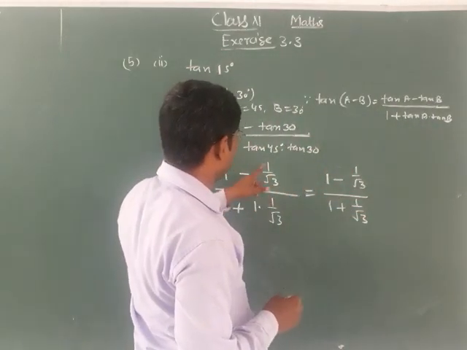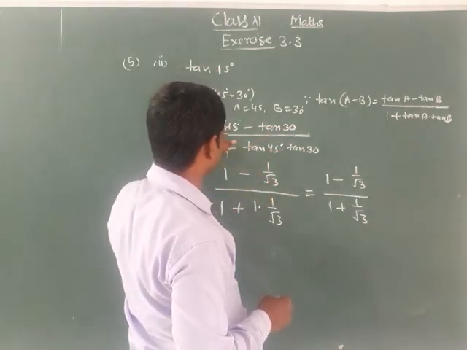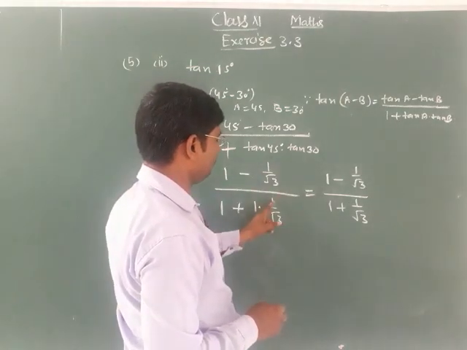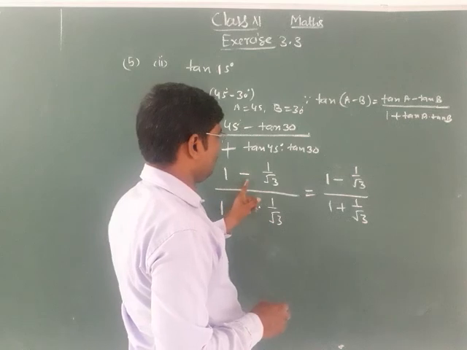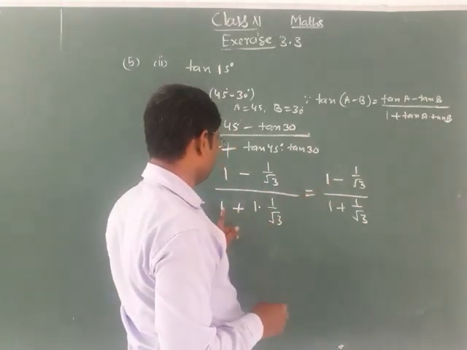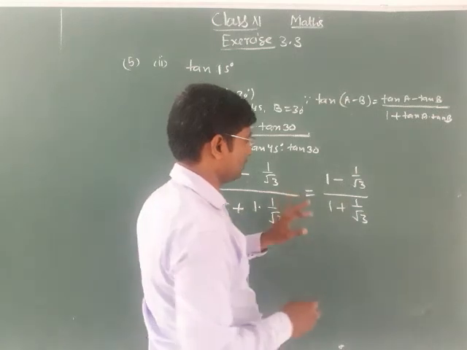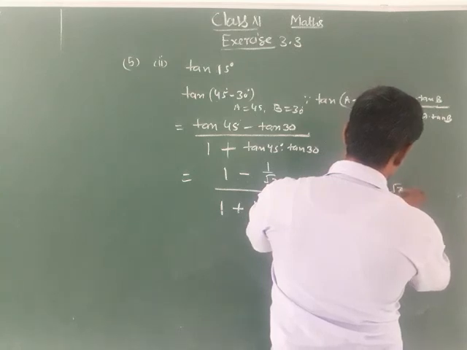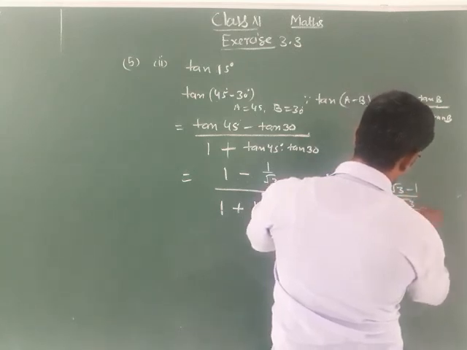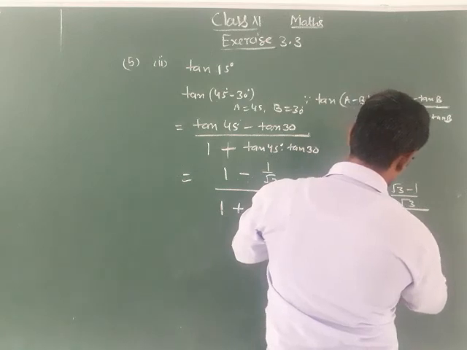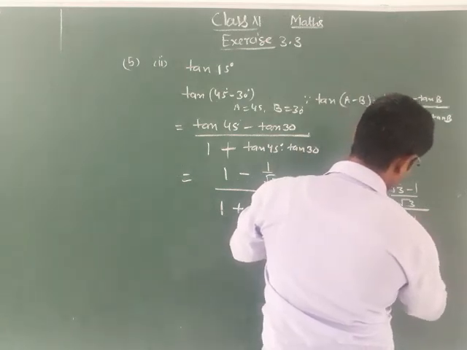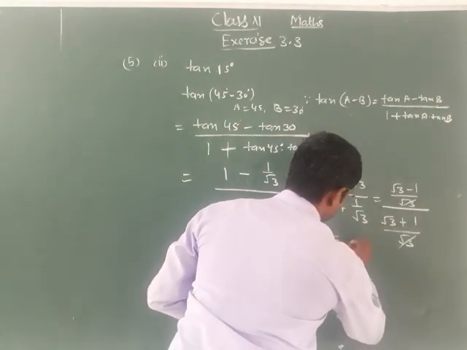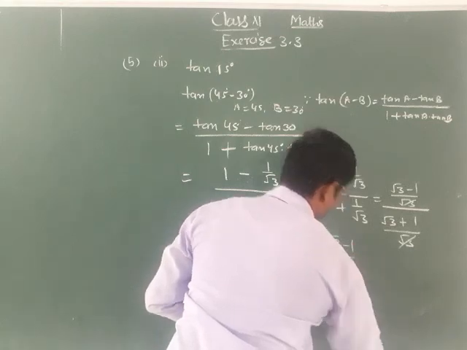Now the value of tan 30 is 1 upon root 3 and tan 45 is 1. Taking the LCM, we get root 3 minus 1 upon root 3, upon root 3 plus 1 upon root 3. The root 3 cancels out. So now we have root 3 minus 1 upon root 3 plus 1.